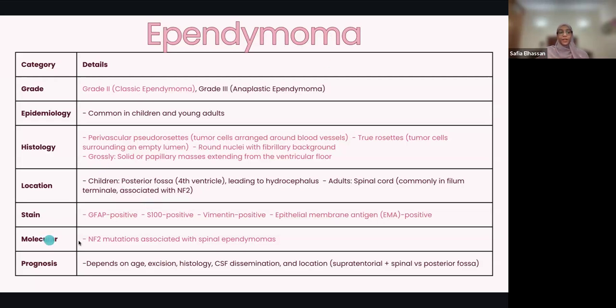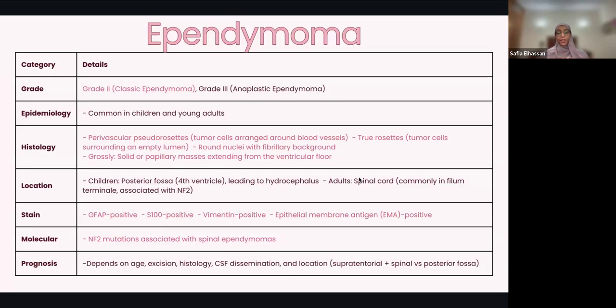And for the molecular, it has NF2 mutations, and these are specifically associated with the spinal ependymomas, which again are more commonly seen in adults. The prognosis depends on the age. So if it's in a younger person, it has a better prognosis. On the excision, if it was completely excised versus if there was any part of the tumor that was left over. On the histology, so if it's better differentiated, CSF dissemination, if it's spread through the CSF to other parts of the body, and also the location.